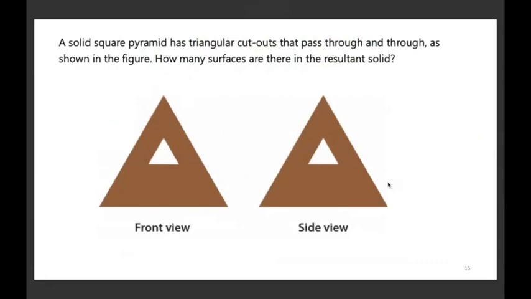A solid pyramid has triangular cutouts that pass through and through as shown in the figure. How many surfaces are there in the resultant solid? So we already know a square pyramid has 5 surfaces. I'm just going to write the 5 surfaces here. Plus we have to count the surfaces of the cutouts. These cutouts that are going to happen, the form of the cutouts will look something like this.